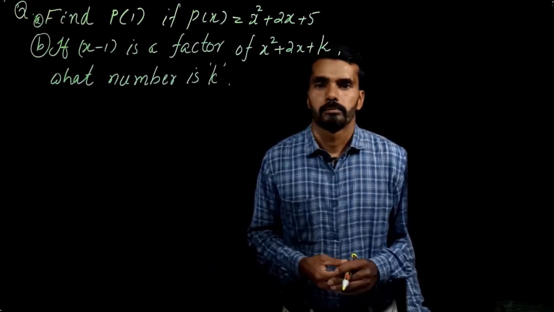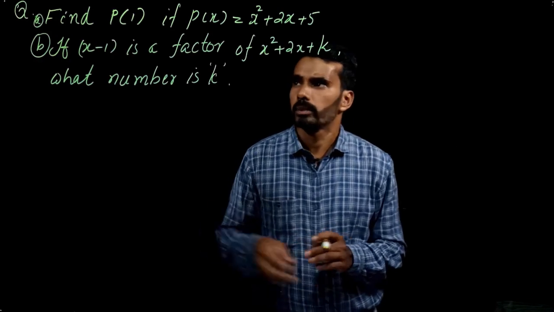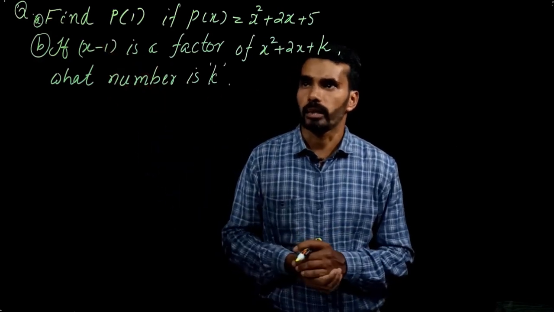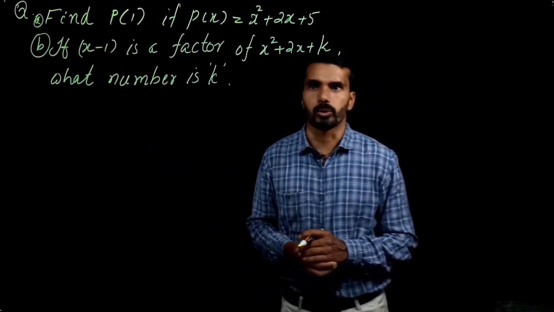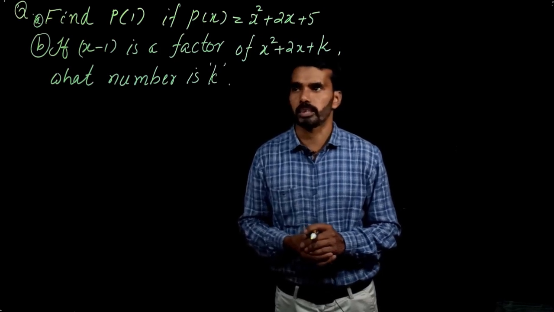ചാപ്റ്റർ 10 പോളിനോമിയൽസ് അല്ലെങ്കിൽ ബഹുപദങ്ങൾ എന്ന ചാപ്റ്ററിൽ നിന്നും കഴിഞ്ഞ വർഷങ്ങളിൽ ചോദിച്ച ക്വസ്റ്റ്യൻസും അതിൻ്റെ ഉത്തരങ്ങളുമാണ് ഇന്നത്തെ വീഡിയോയിൽ നമ്മൾ ഡിസ്കസ് ചെയ്യാൻ പോകുന്നത്. Let us go to the first question. Find p of 1 if p of x is equal to x square plus 2x plus 5.